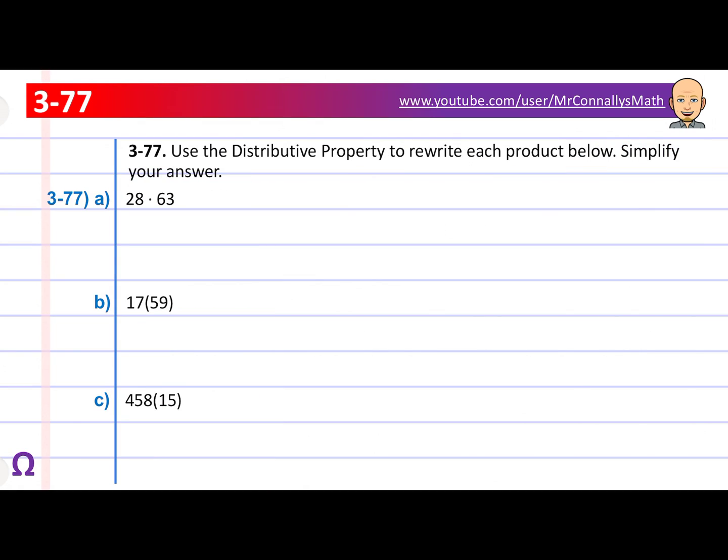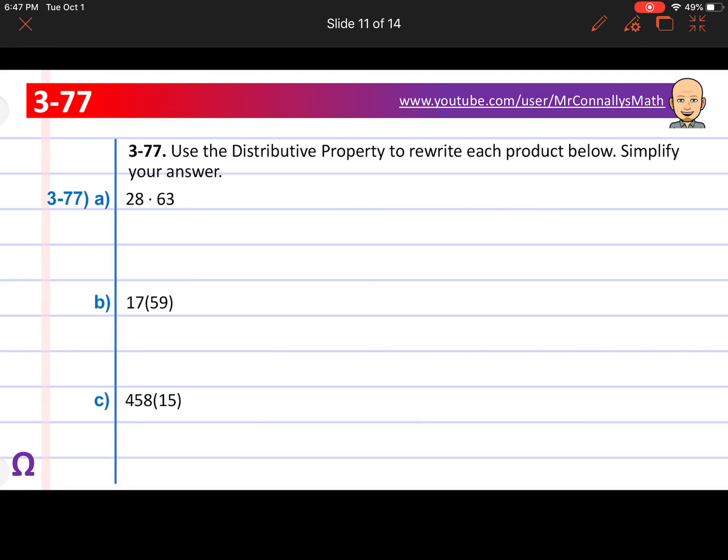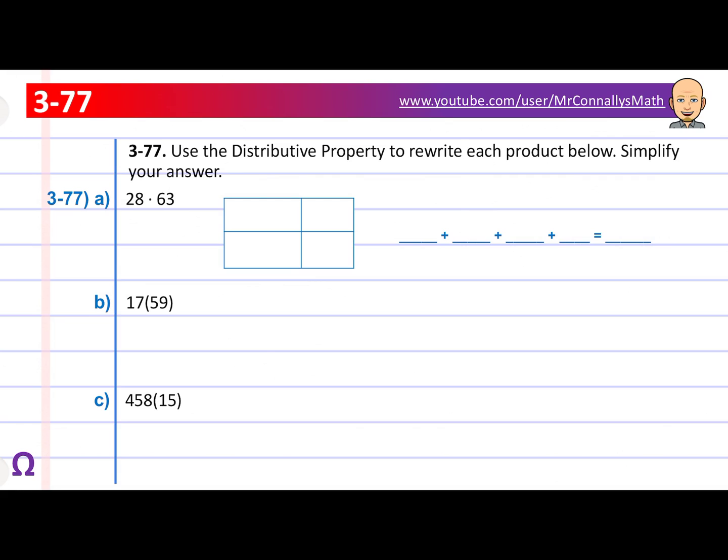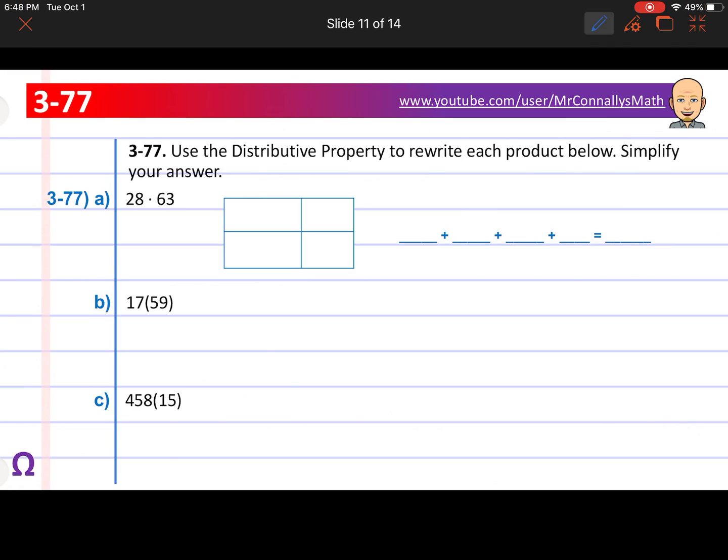Alright, last one, 377. Use the distributive property to rewrite each product. Okay, so this is what we used before to find the answer. So here's a 2-digit number, 28, and 63 is 2-digit. The smallest number is 28. That's greater than 19. Usually when it's 20 or more, we use 2 boxes for each side. So we break up both numbers. It's just the way it's done in the book.